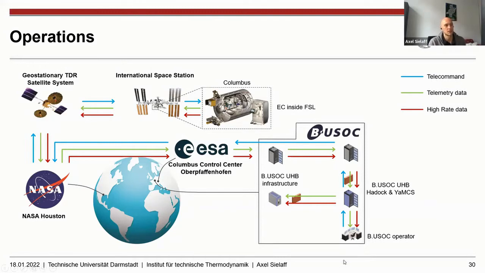And here you can see also the first difference, let's say, in the data stream. Here the data is split to the user home base infrastructure from B-USOC, where we as scientists can use the data, download the data, and look at the live data over a VPN connection from our home computers.